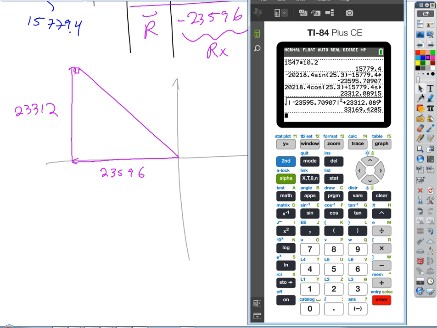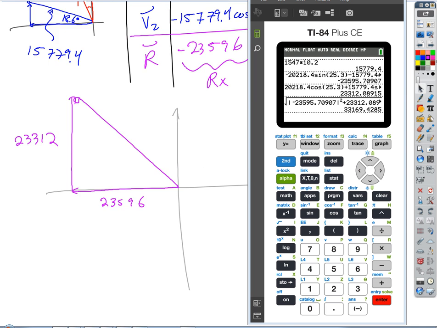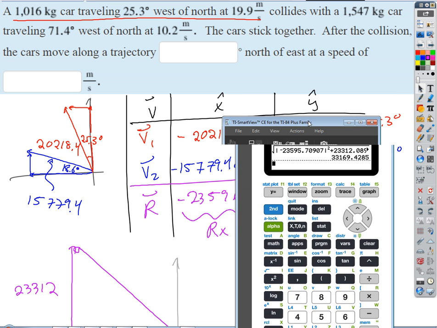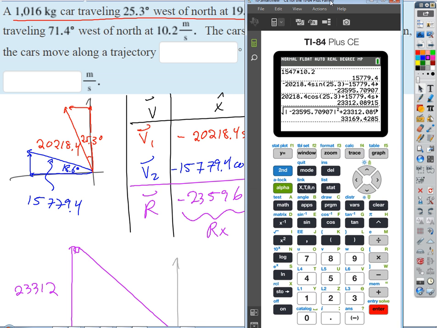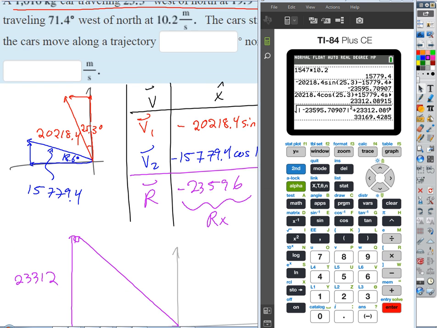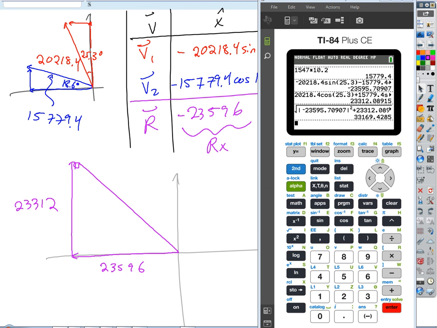So, rounded to how many places? Remember? Probably 3, I'm betting. 3? Does that look good? Okay, so rounded to 3 places, we get, what, 332? Okay. And the units would be what? It's gonna be units of mass times velocity, so kilograms times meters per second. So we just say kilogram meters per second.